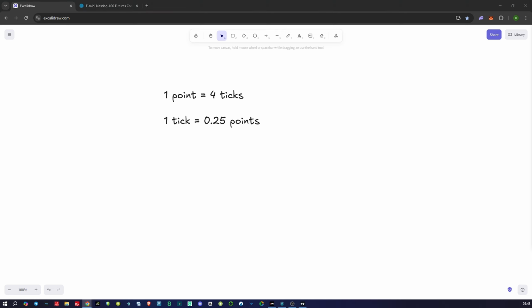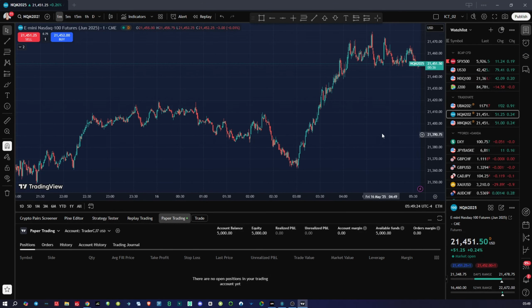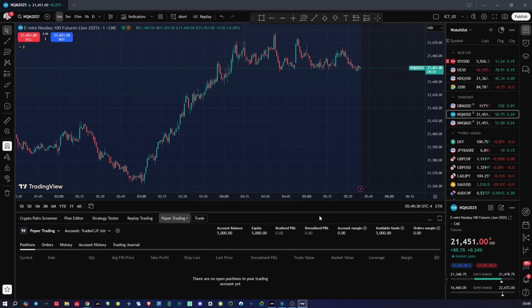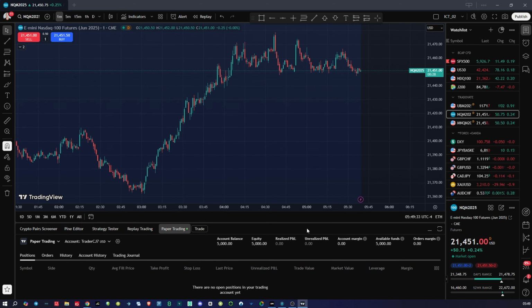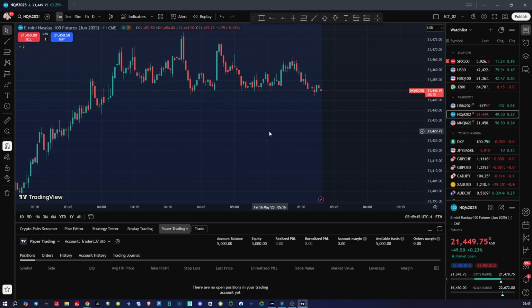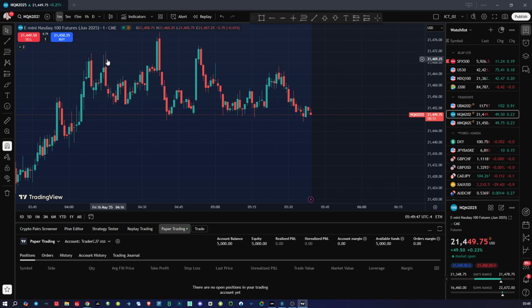So then we jump into a chart. This is TradingView. Like I said in the previous video, you can do some paper trading or demo account trading in this. We are currently on the NQM 2025. That's the June contract. And this is a 1 minute chart.